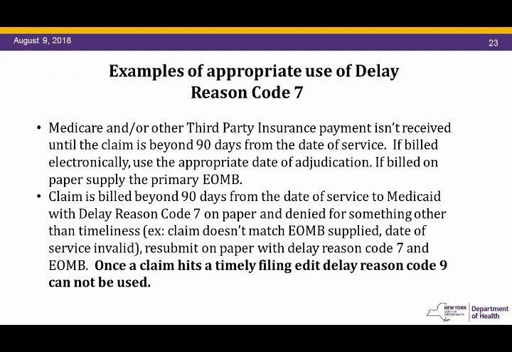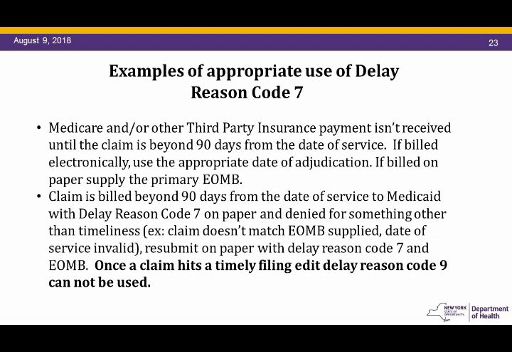Some examples when delay reason code 7 would be appropriate. Medicare and/or third-party insurance payment isn't received until the claim is beyond 90 days from the date of service. If you bill electronically, use the appropriate date of adjudication. If you bill on paper, you need to supply the primary EOMB.